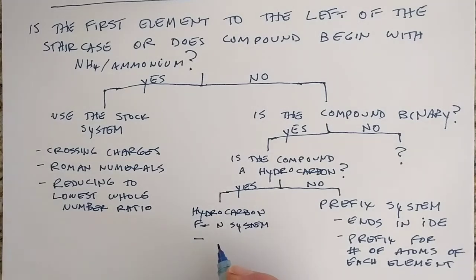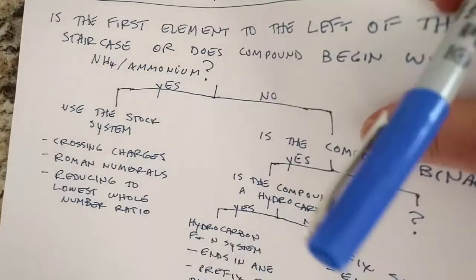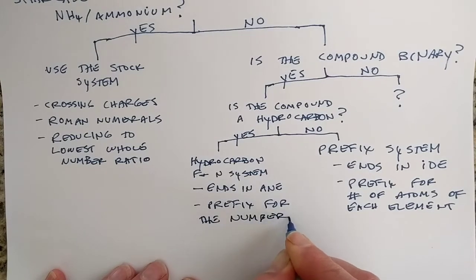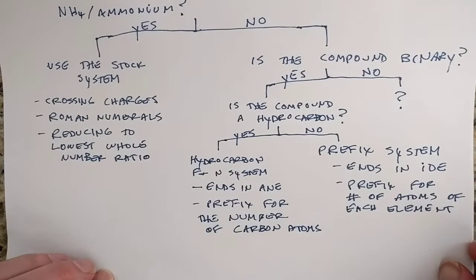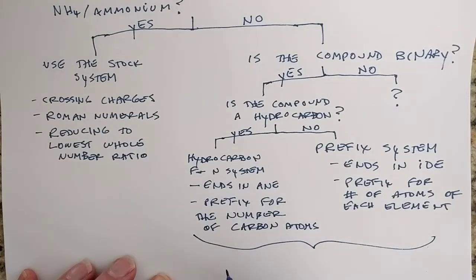Now our compound name ends in ANE, not IDE, and we use a prefix for the number of carbon atoms. So we have methane, ethane, propane. For both of these, this is really important.